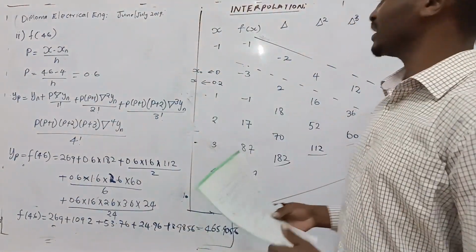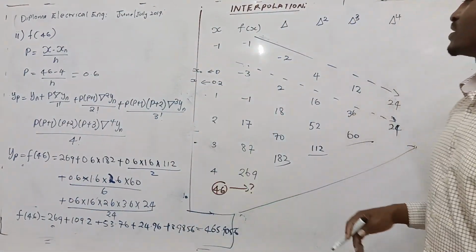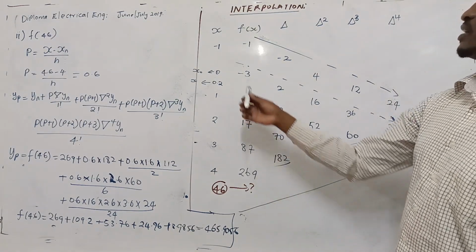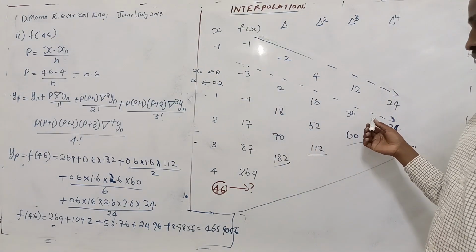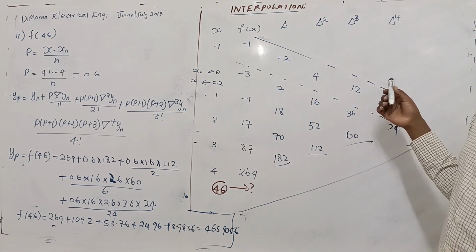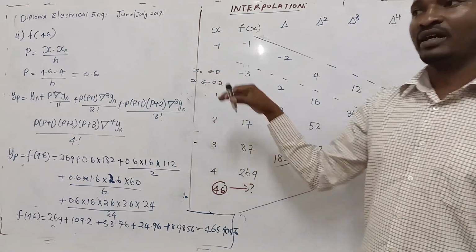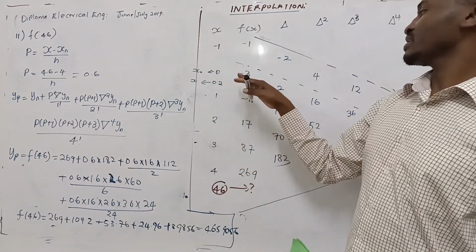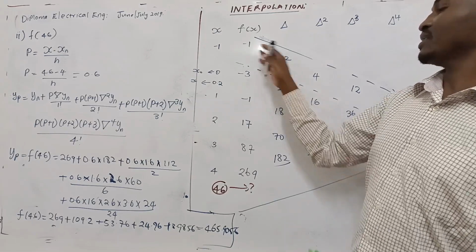That's how we work it out. But always read the question keenly. You can see we are getting the same answer when you are using this line and also when you are using this line. The only thing that matters is how you find your p.